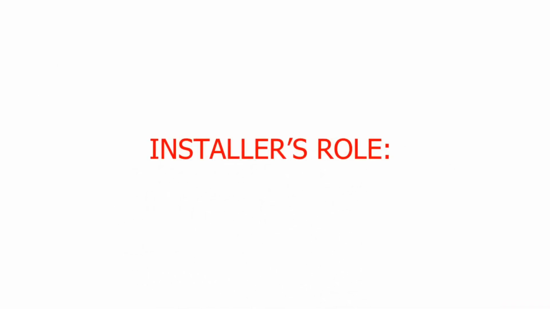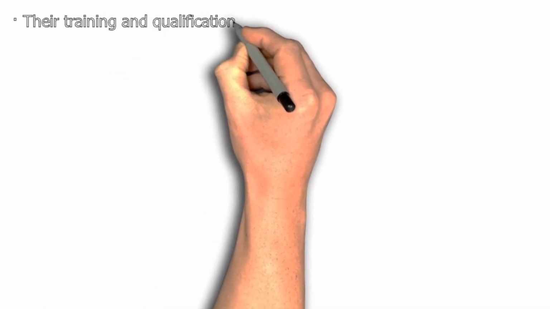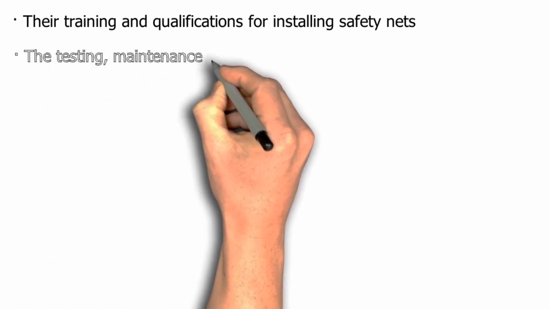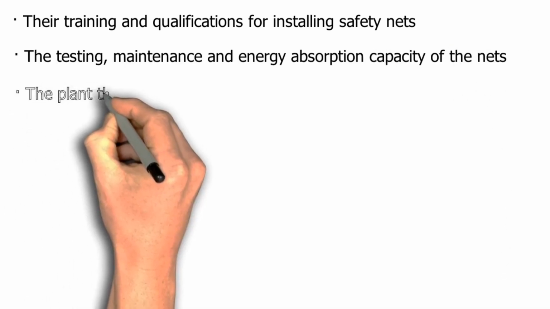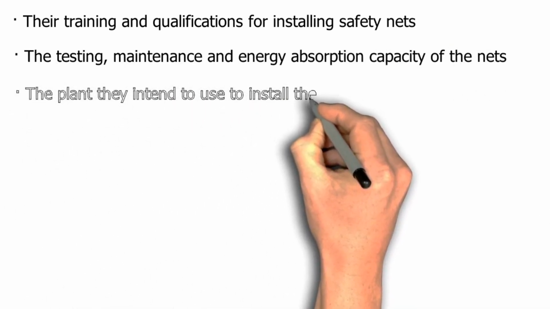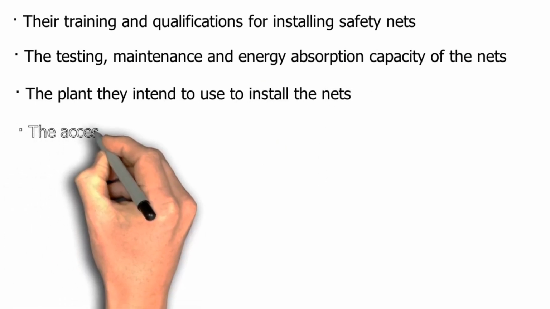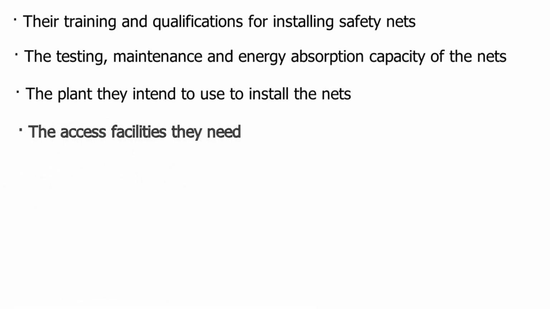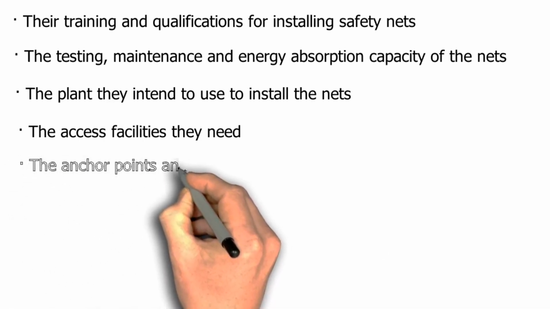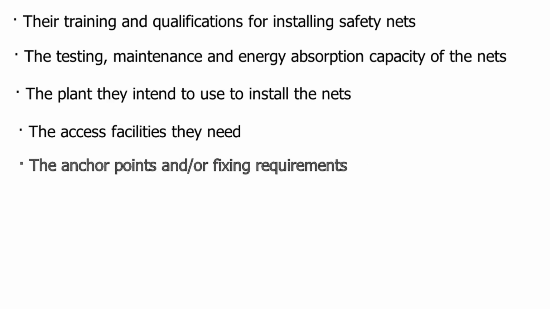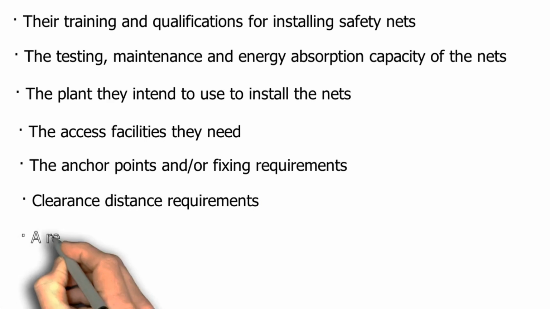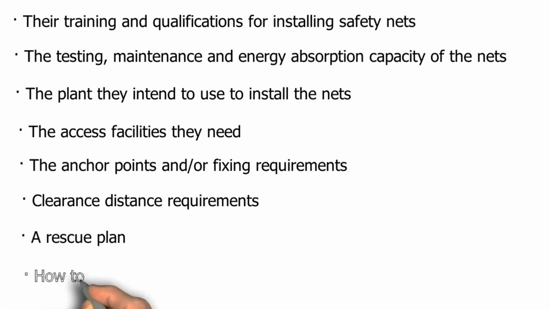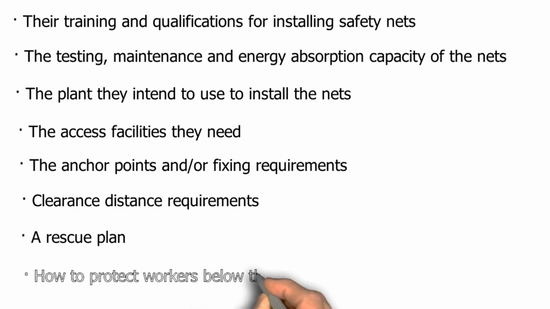Installer's role. Their training and qualifications for installing safety nets. The testing, maintenance and energy absorption capacity of the nets. The plant they intend to use to install the nets. The access facilities they need. The anchor points and/or fixing requirements. Clearance distance requirements. A rescue plan. How to protect workers below the net.